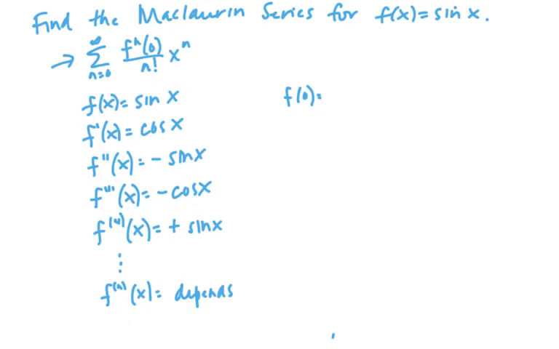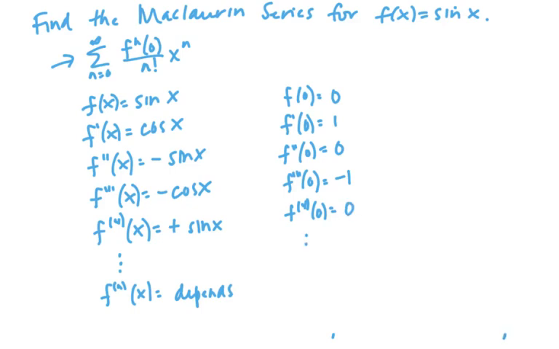So f of 0 means sine of 0 is 0. And then cosine of 0 is 1. And then sine of 0 is 0. Doesn't matter about the negative out there. Second derivative. Third derivative. The cosine of 0 is 1, and there's a negative, so negative 1. The fourth derivative at 0 is 0. Sine of 0 is 0.